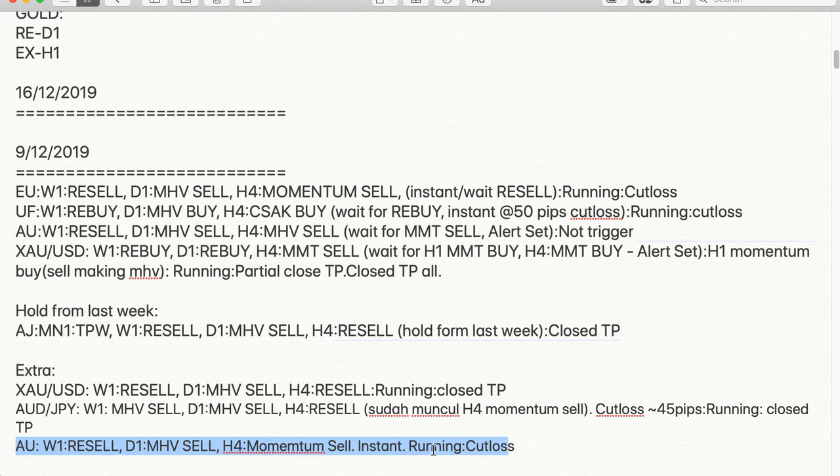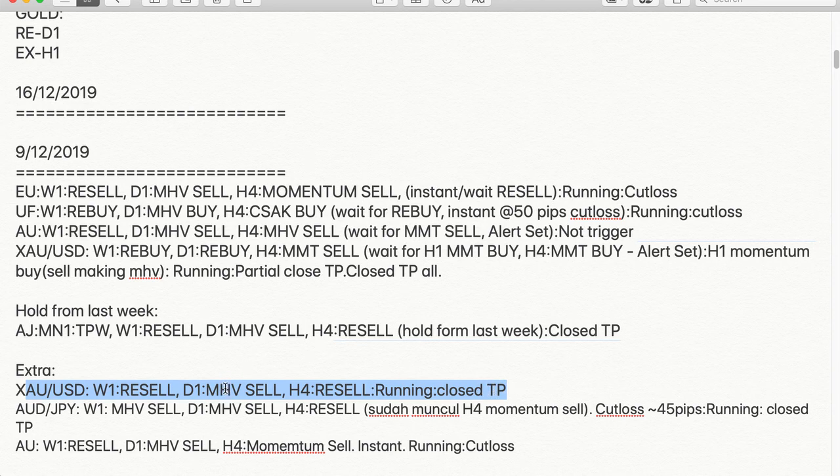Okay, for the other signal that we have was gold. Gold, we're looking to buy gold last week. We actually closed gold, closed all. Before that, we actually partial take profit, and then as the trade go, we actually TP. And then we also have extra signal from the group on gold. We have sell setup instead, and we also close TP on that.